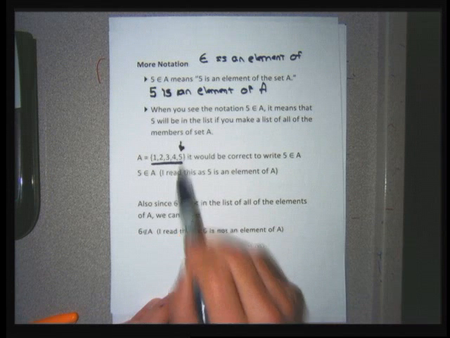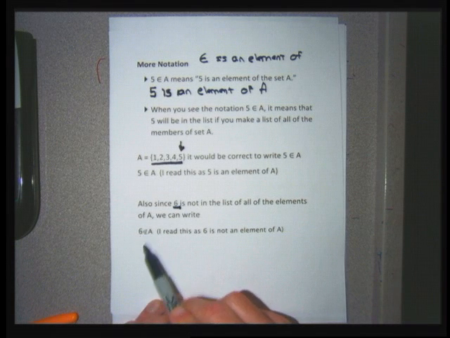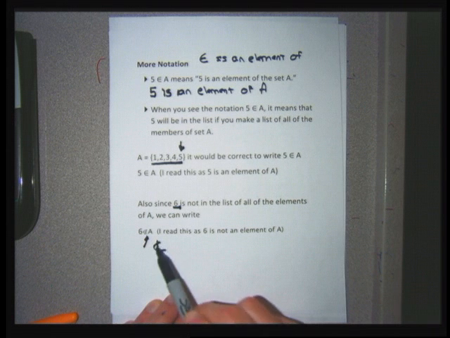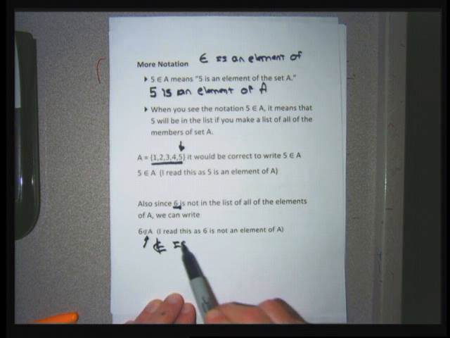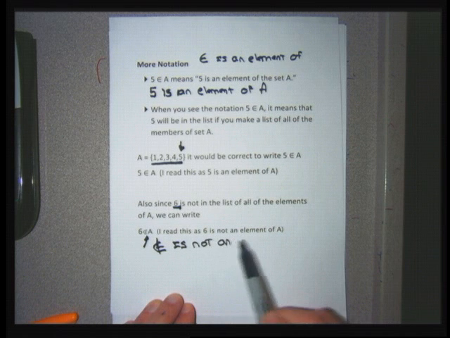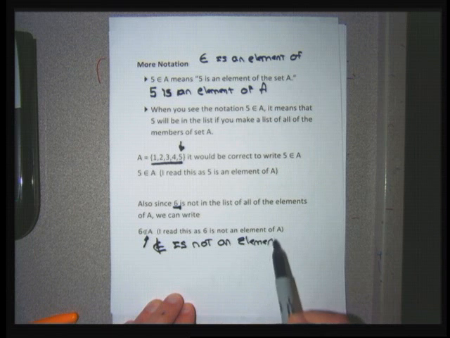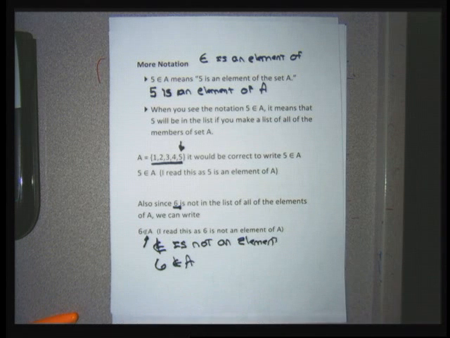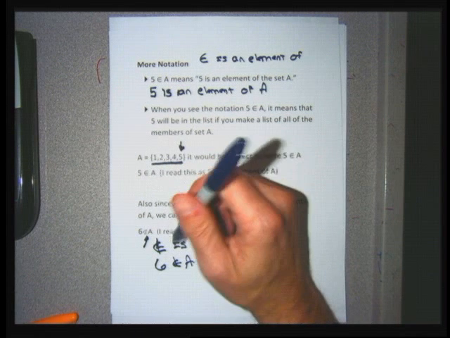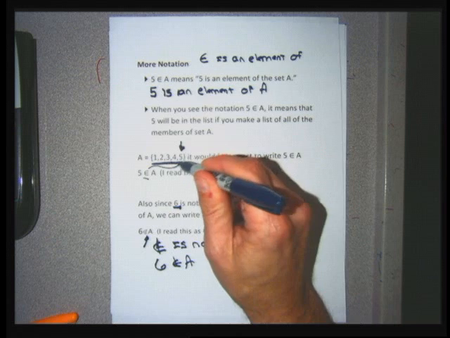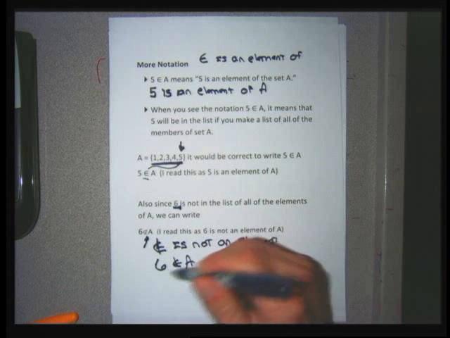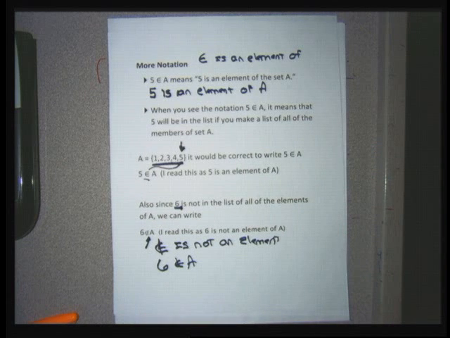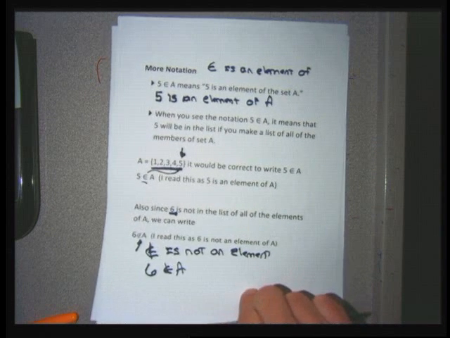If I look at A, 6 is not in A. This symbol right here, an element symbol with a slash, means is not an element. So this would be a true statement. To say 6 is not an element of A, that means 6 isn't in the list. If I made a list of all the elements of A, 6 wouldn't be one of them. So for A, either something is an element or it's not an element. If it is an element, it's in the set. If it's not an element, it's not in the set. And if you have the set listed out, then you can easily say if something is or isn't an element.